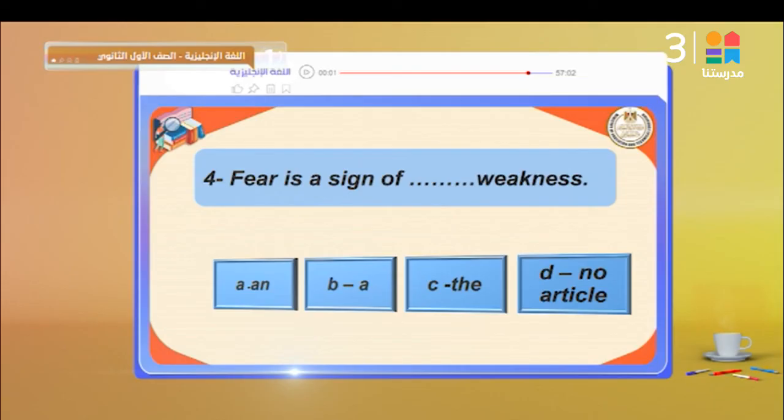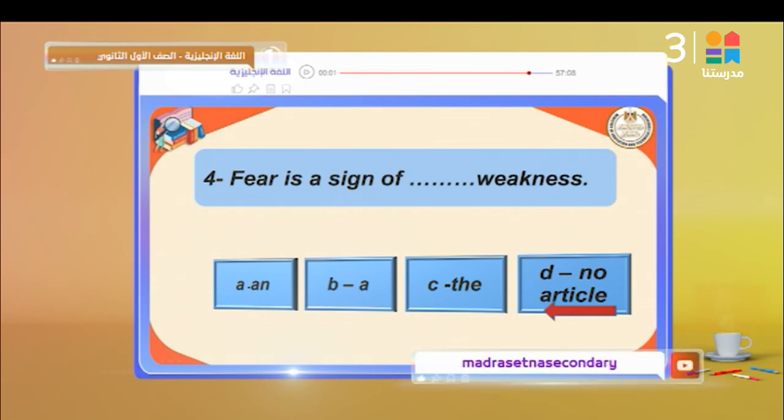Question number 4. Fear is a sign of weakness. Again here, no article. Why no article? Because the word weakness is something abstract, something we can't touch. So we cannot use a or an or the. It's no article. So fear is a sign of weakness, of not being strong. If you fear, if you are afraid, this is a sign that you are not a strong person. This is a sign of weakness.